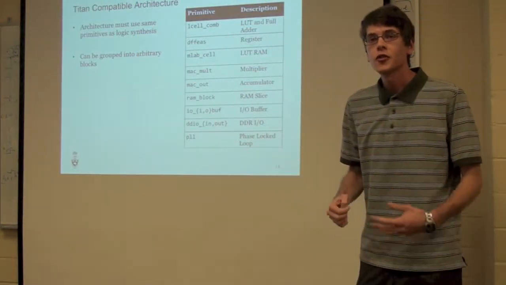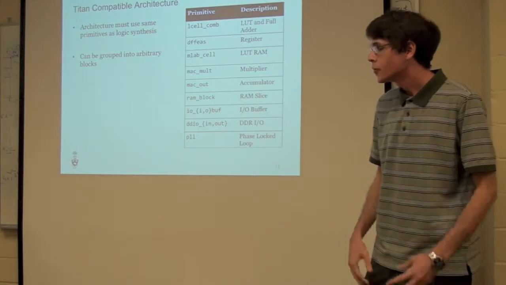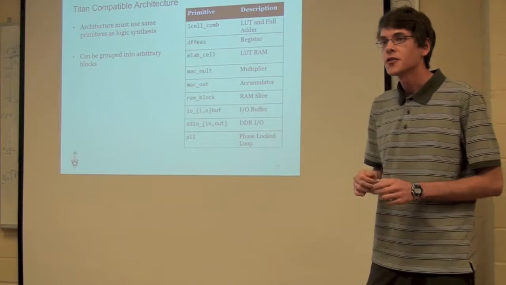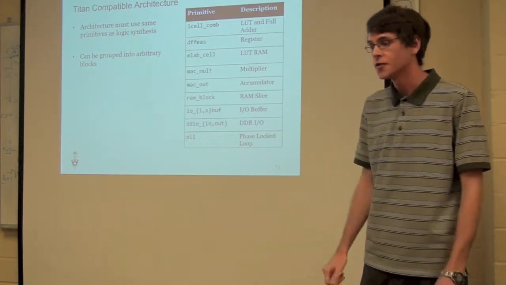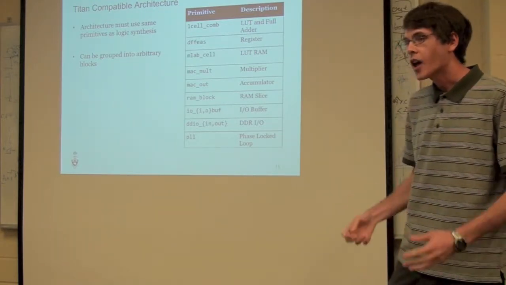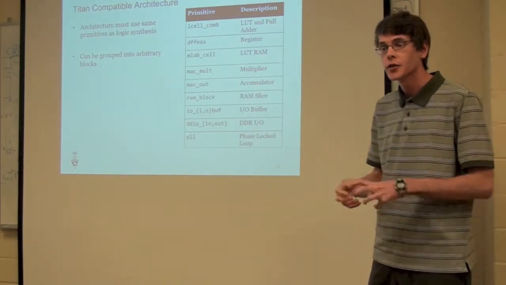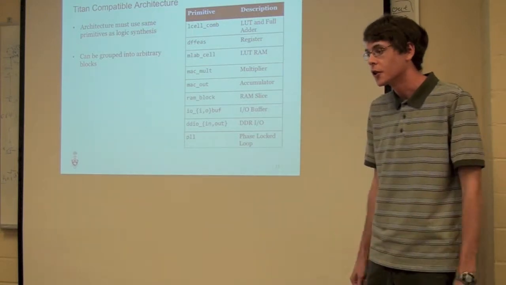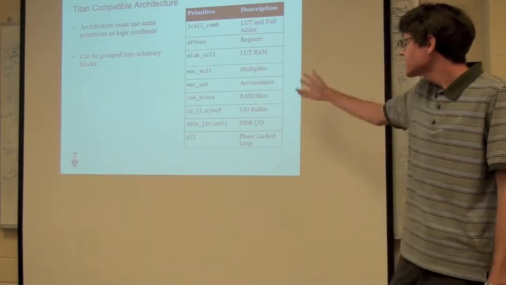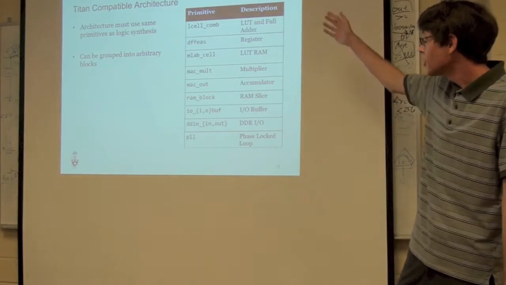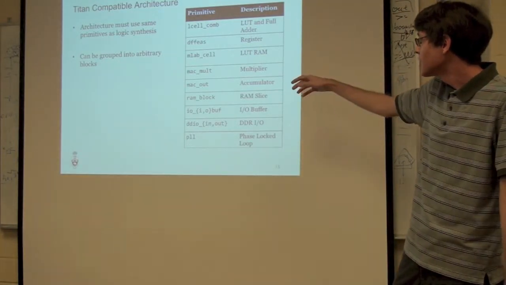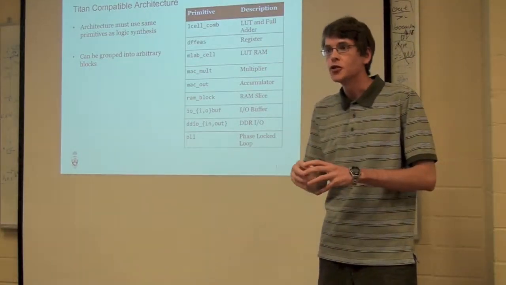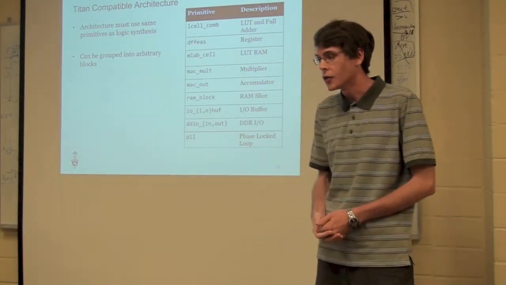Now, for VPR to actually run on our benchmarks, we have to make some kind of compatible architecture. The only real restriction here is that you must use the same primitives as are produced by Quartus by logic synthesis. But how you connect these, how you build your architecture of these primitives, is really quite flexible and pretty much up to you as the architecture designer. I've listed some of the primitives here. These are things like lookup tables, D flip-flops, multipliers, accumulators, RAM blocks, and so on. So these are still fairly generic primitives that you can work with.